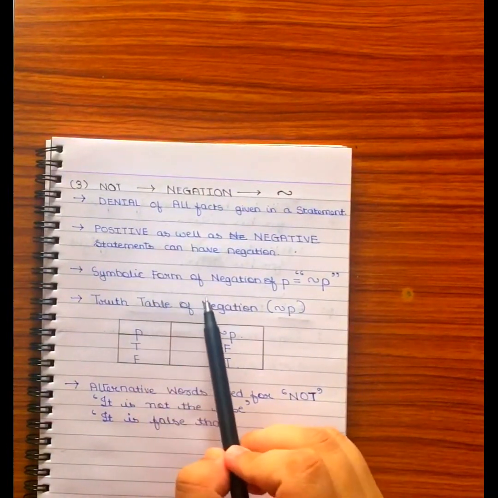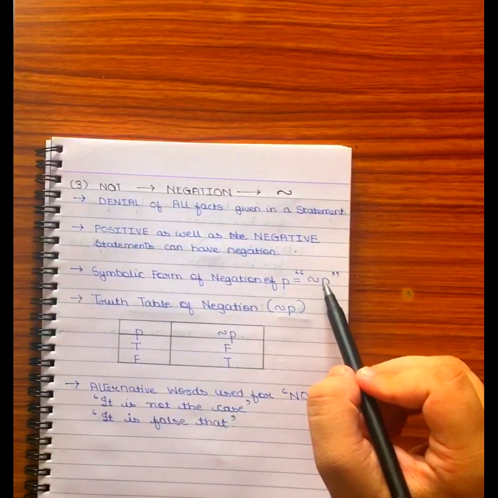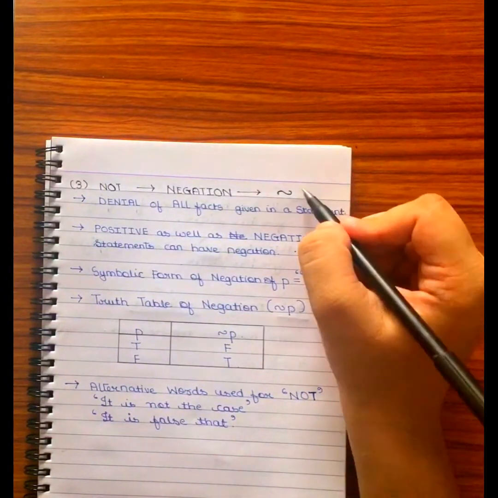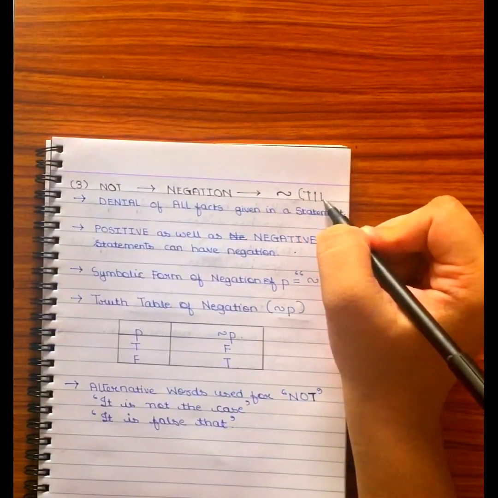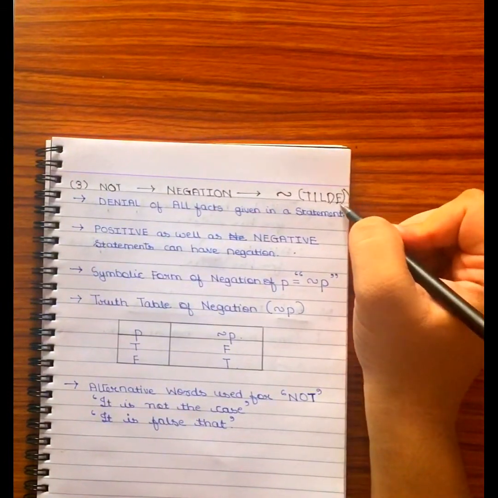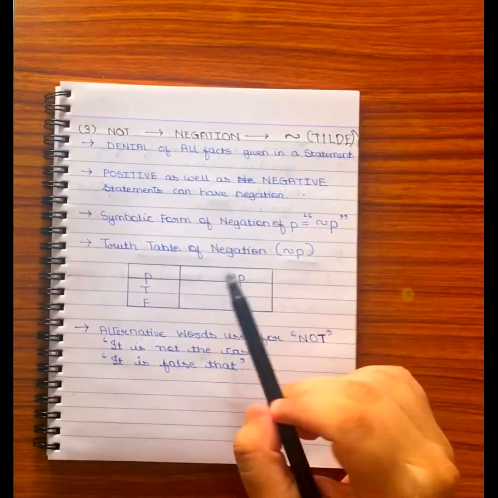What is the symbolic form of this negation? It is the tilde sign and the alphabet used for the statement. Which sign is it called? It is called the tilde sign. Tilde sign. Okay, and what is the negation?